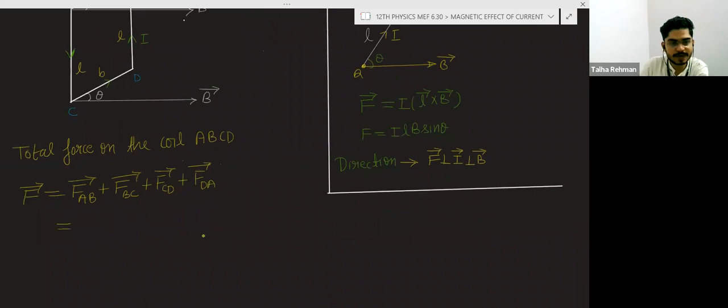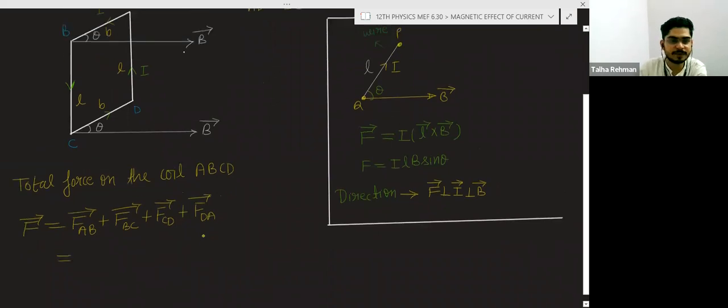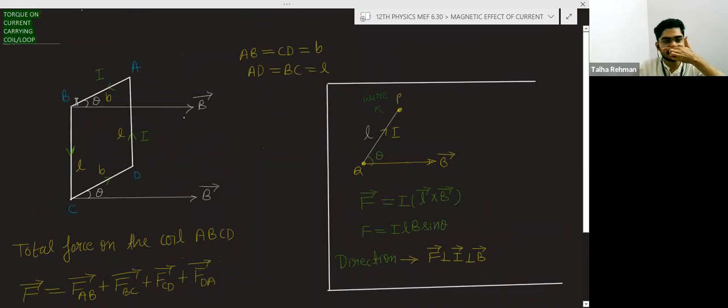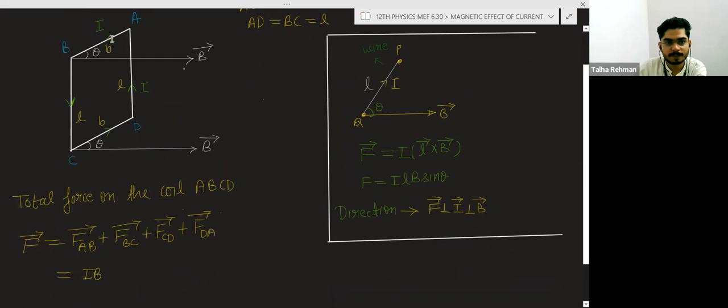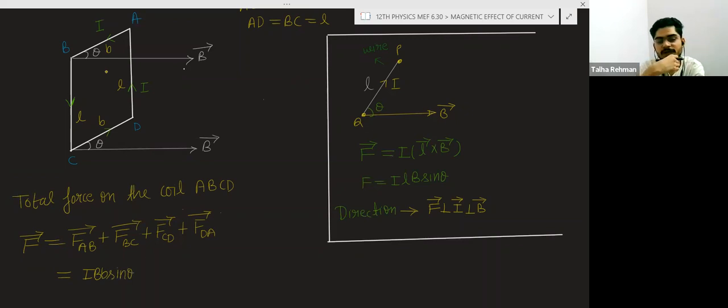Now force on the wire AB. See, this wire is in the magnetic field B. So what will be the magnetic force? IBL sine theta. So current is I, magnetic field is B, and the length of AB, small b, is the length of this AB, and sine of theta. Now, what will be the direction of the force on the wire AB?